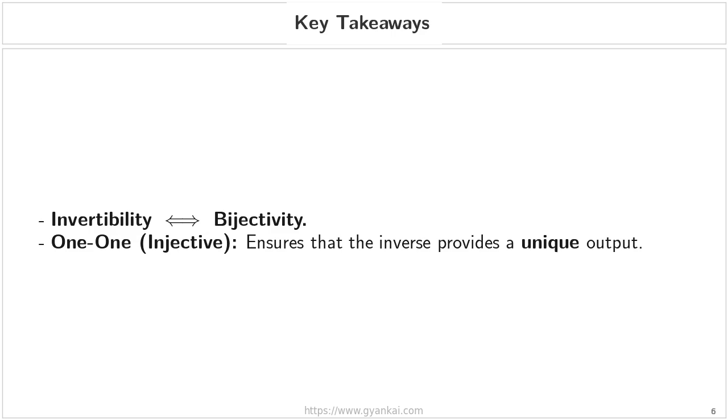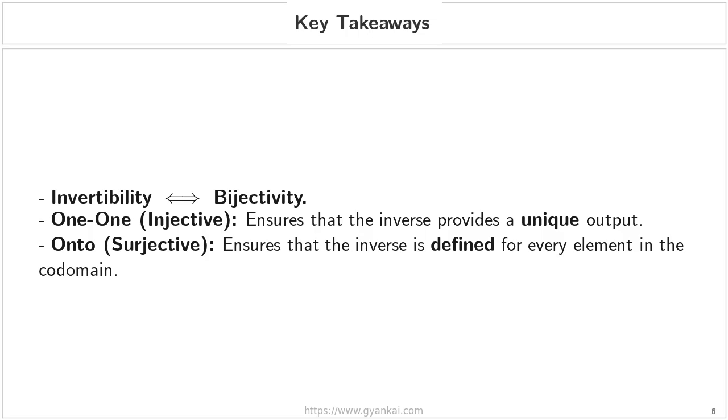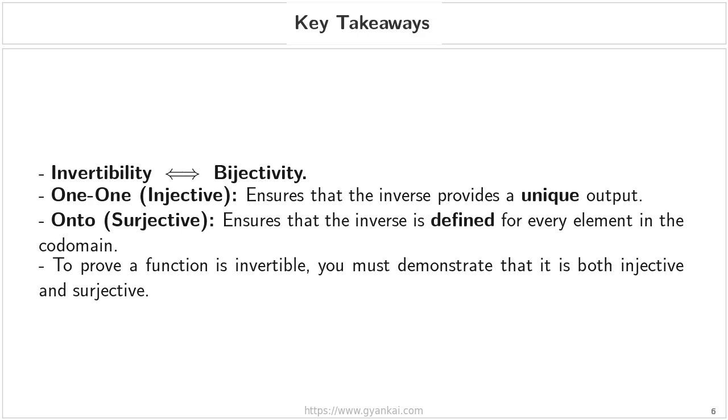Similarly, the onto, or surjective, condition ensures that the inverse is defined for every single element in the codomain. This prevents the situation we saw in our student ID example, where an unused ID would leave the inverse process with no student to point back to. Therefore, in a formal mathematical proof, if you are asked to show that a function is invertible, you must demonstrate that it is both injective and surjective. Once you have proven both, the existence of the inverse is guaranteed.